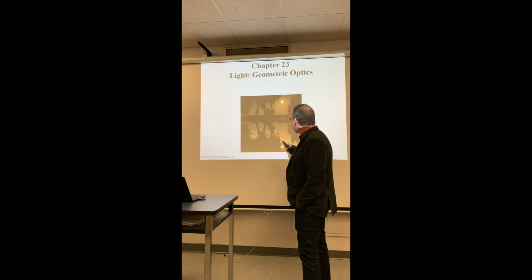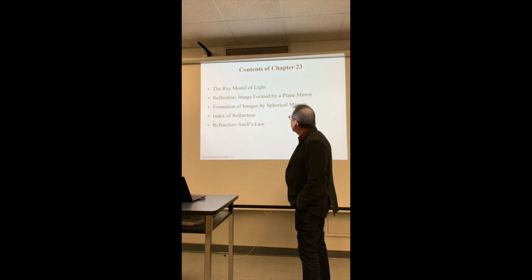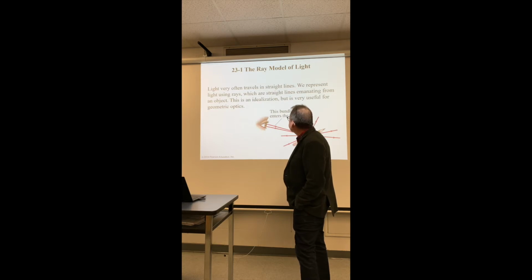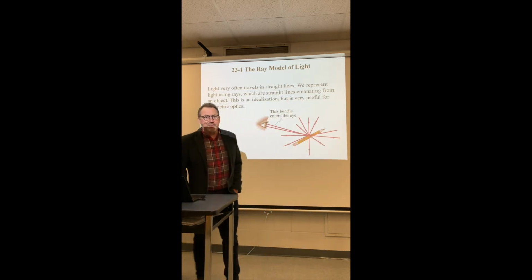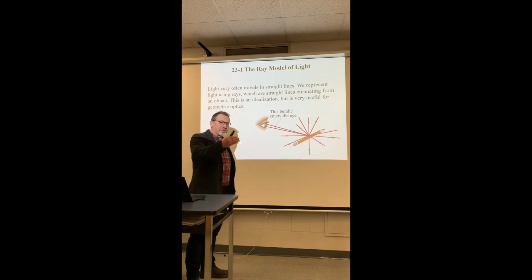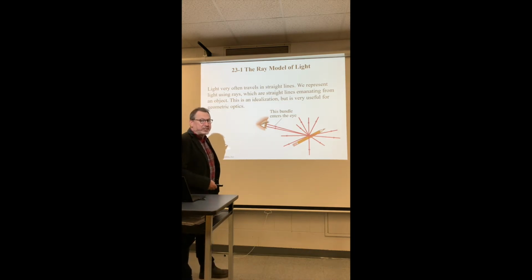It's a nice picture with a reflection on the water there. Contents, and we start with a ray model of light. Hopefully we're shooting these vertically, so you can have something to the side of it. If you can't see the slides, you can look at the slides as well and follow along. So light very often travels in straight lines. We represent light using rays.